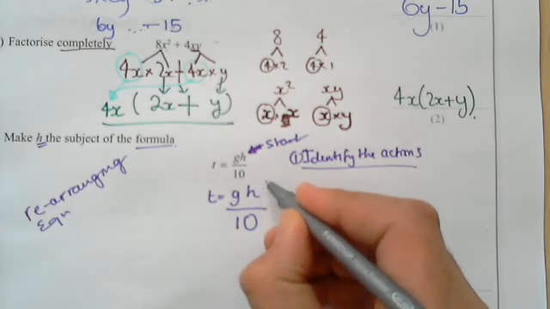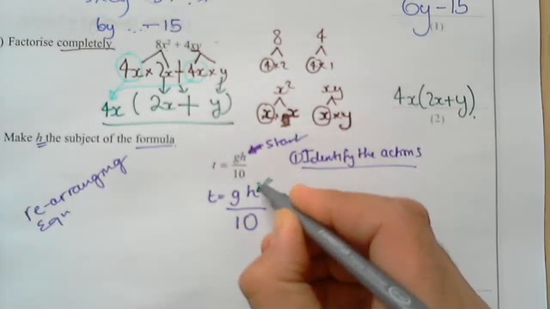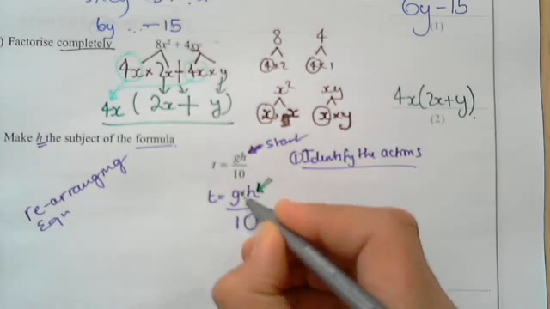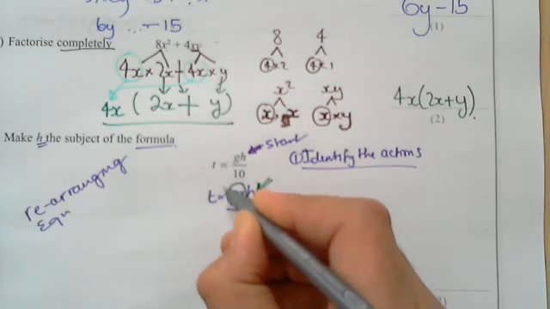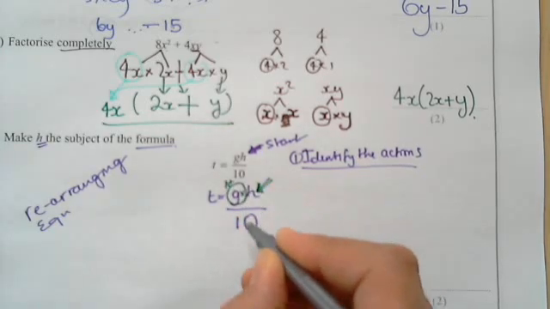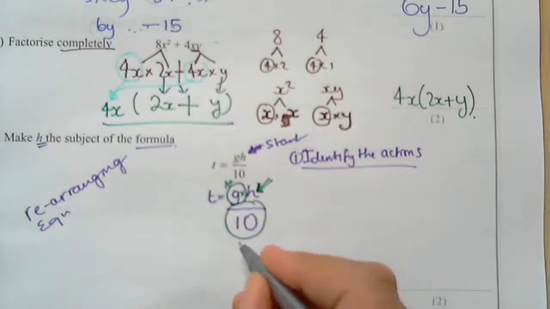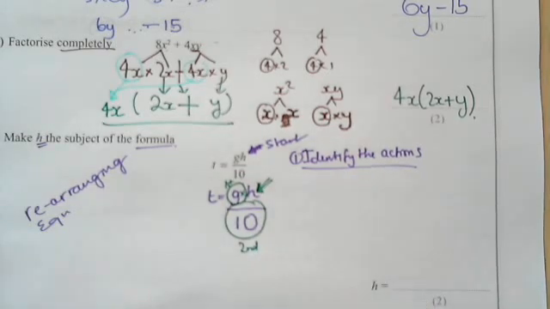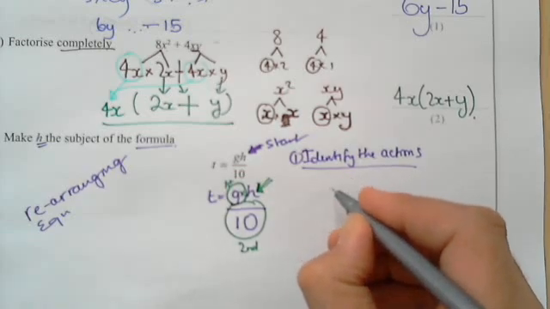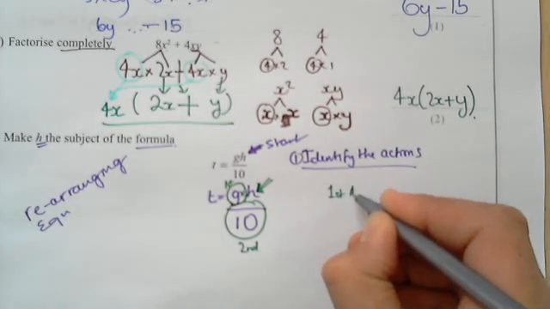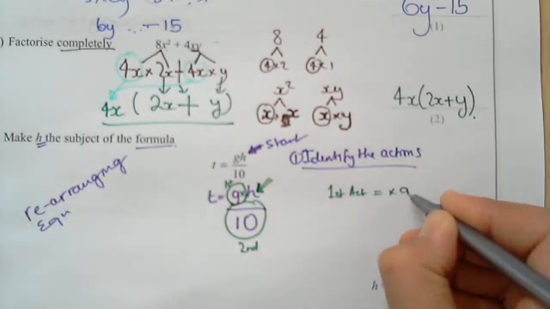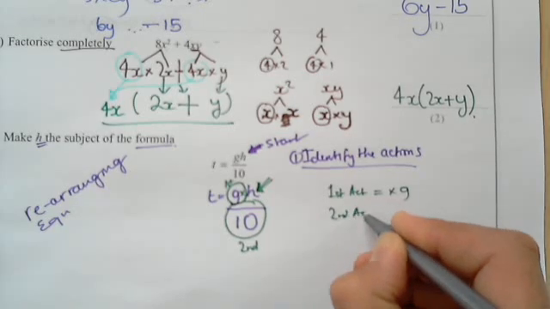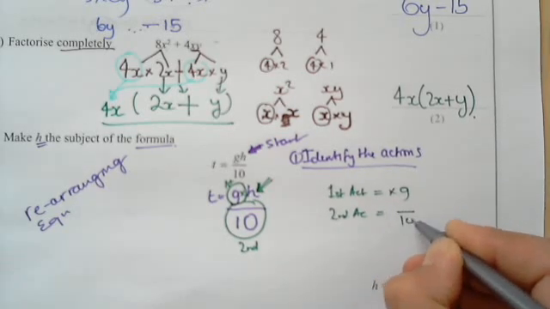Okay, so the h is what I'm looking to make the subject. H has been multiplied by g. I'm going to call this my first action. Then it's been divided by 10. I'm going to call that my second action. So the first action is times by g. The second action is divide by 10.